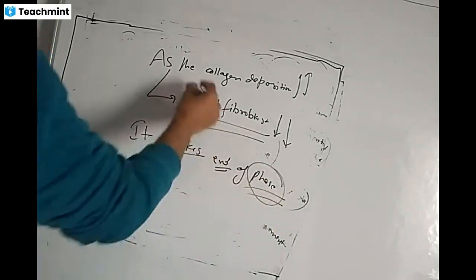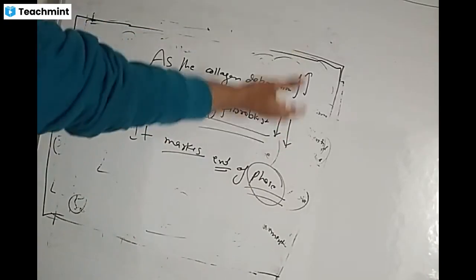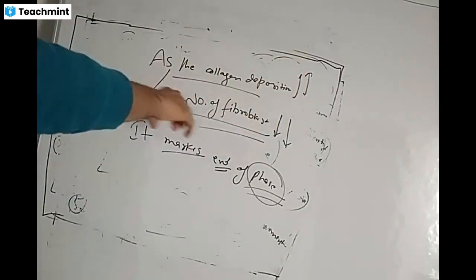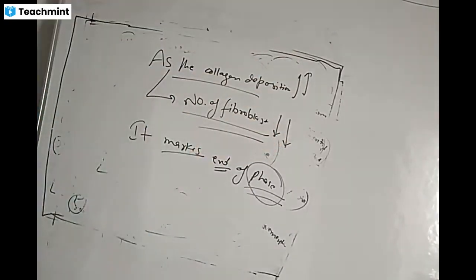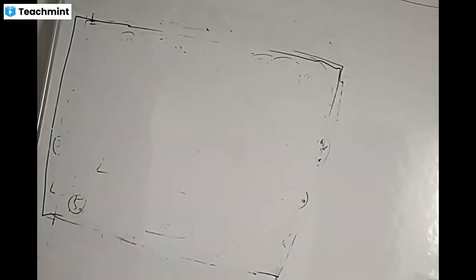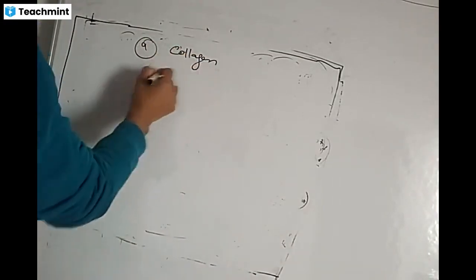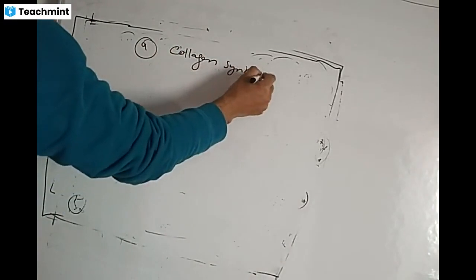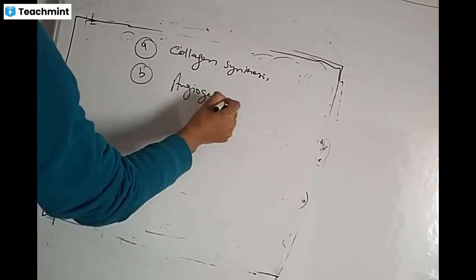How does the phase end? Because collagen deposition stops. How does the collagen deposition stop? As they keep on depositing more and more collagen, as a negative feedback, the number of fibroblasts will decrease, the rate of synthesis will decrease, and it marks the end of the phase. So after the collagen synthesis phase, the next phase is angiogenesis. Angiogenesis: formation of new blood vessels.